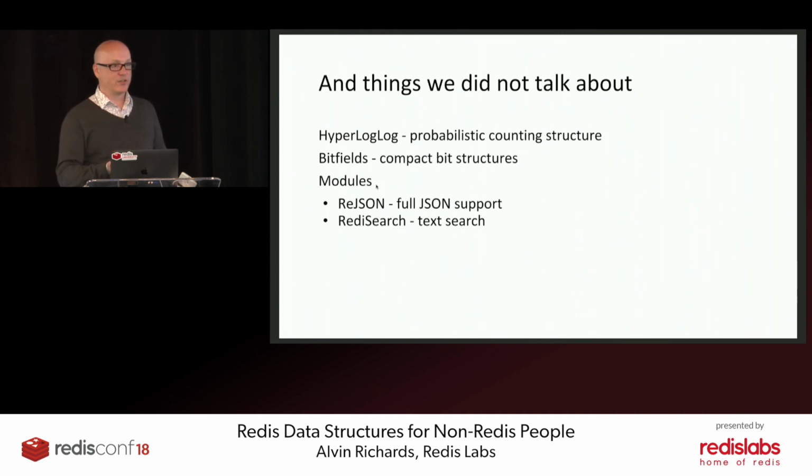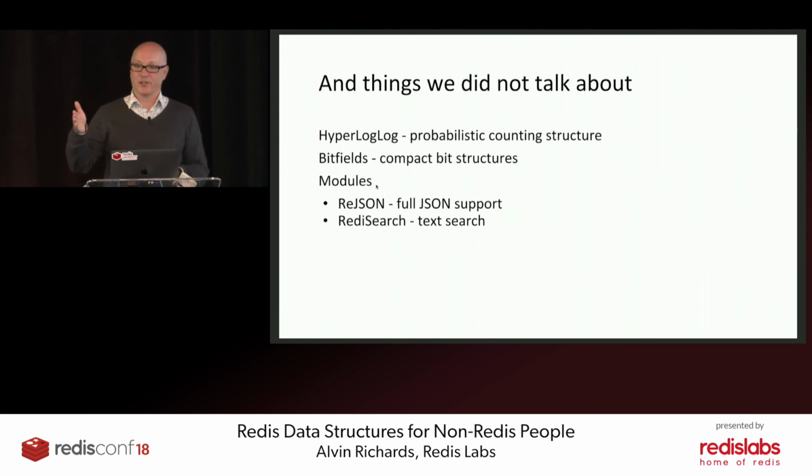Redis has the concept of bit fields, and so you can store bits inside a Redis data structure. So for example, if I was doing a seat reservation, I could store a bit structure that describes which seat is available and not available. And I can store that in a very compact way inside Redis.